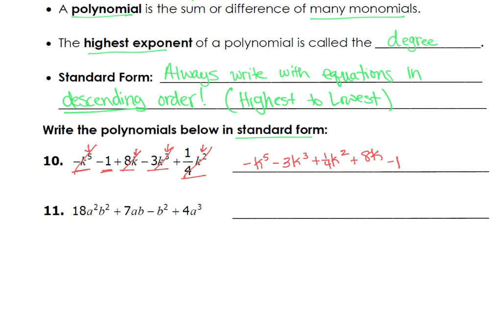On number 11, we have 18a squared b squared plus 7ab minus b squared plus 4a cubed. When you have two different variables, okay, we have a and b, it is alphabetical. Okay, so highest exponent according to alphabetical order.